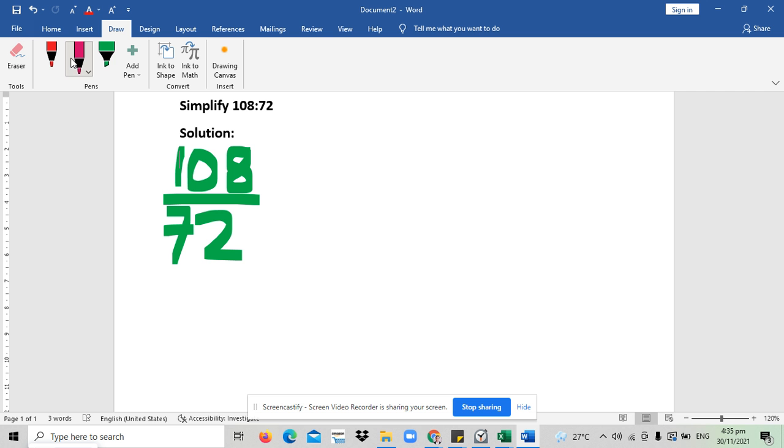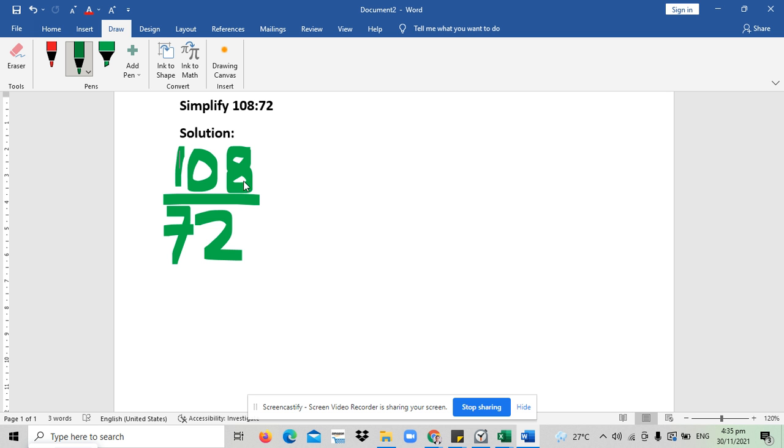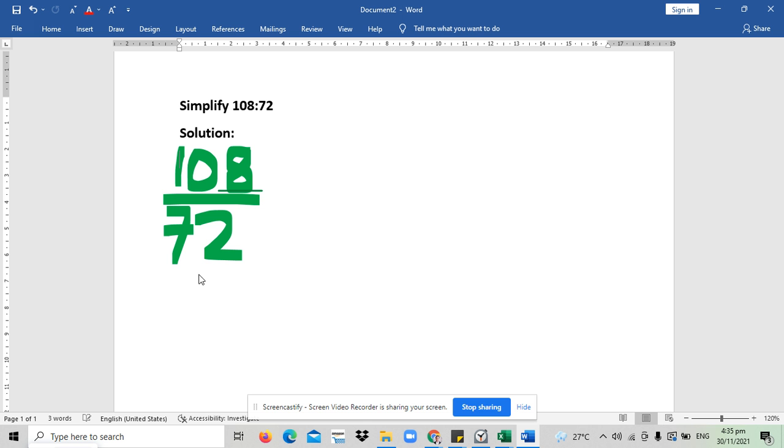How do we know? It's very easy. We just look at the last digit, 8 and 2. 8 and 2 are even numbers. They are found in the list 2, 4, 6, 8. Once a number ends with an even number, that means it can be divided by 2. So we will divide it by 2.